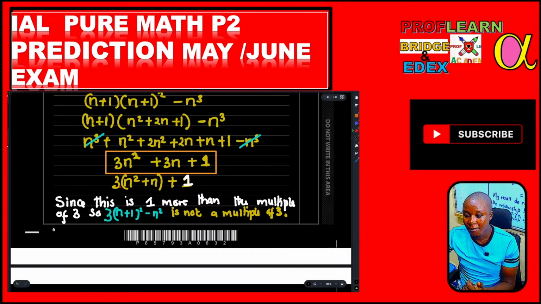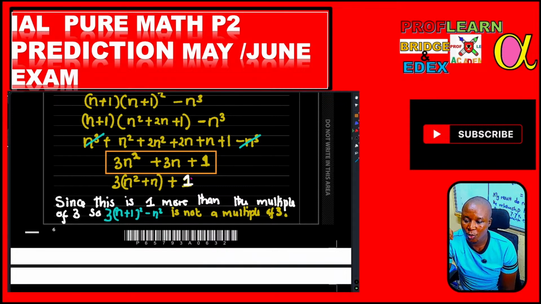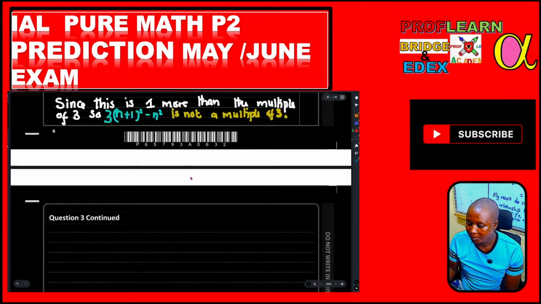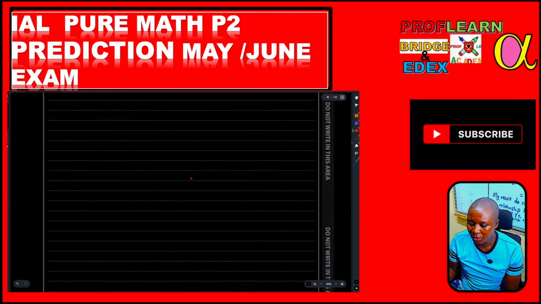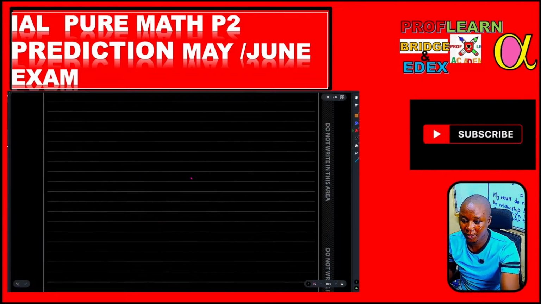So which means this term that we are having here is one more than the multiple of 3. So if it's one more than the multiple of 3, that means this is not divisible by 3. So basically that is the relation that we are supposed to use in order to work out this particular question.